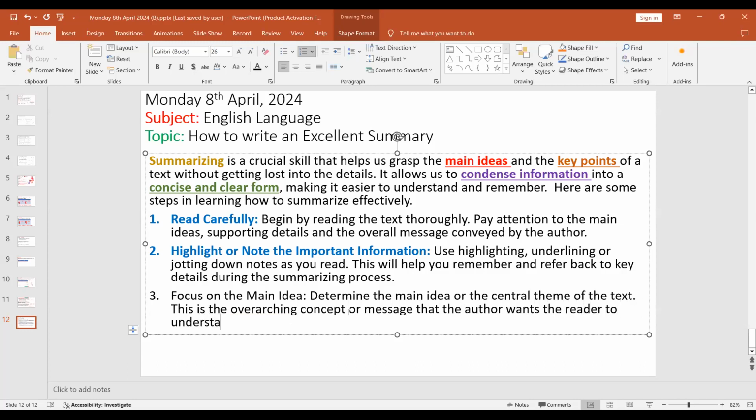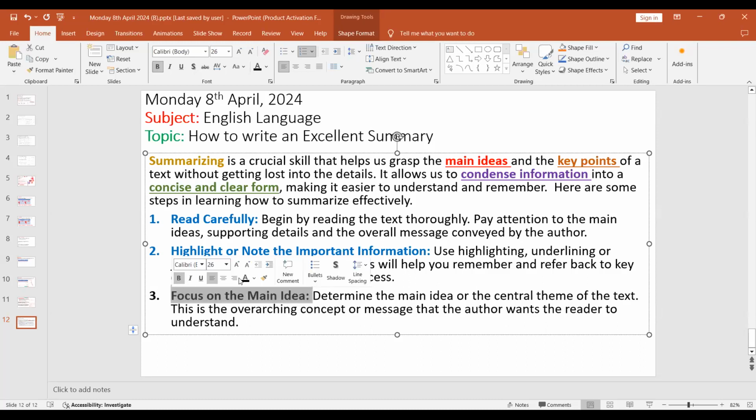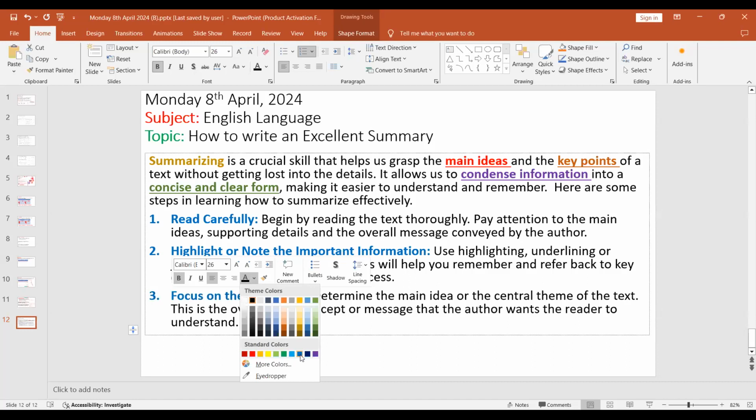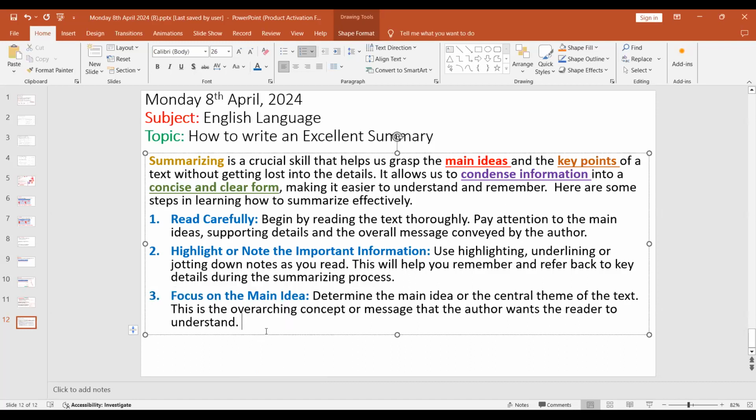So this is where you have to be good at understanding, comprehending, diction, words. You have to understand exactly what the author is saying. Because if you don't understand what the author is saying, then you can't focus on the main idea because you don't know what's happening. So you need to identify the main idea, focus on the main idea, because that's what you're going to be talking about in your summary.